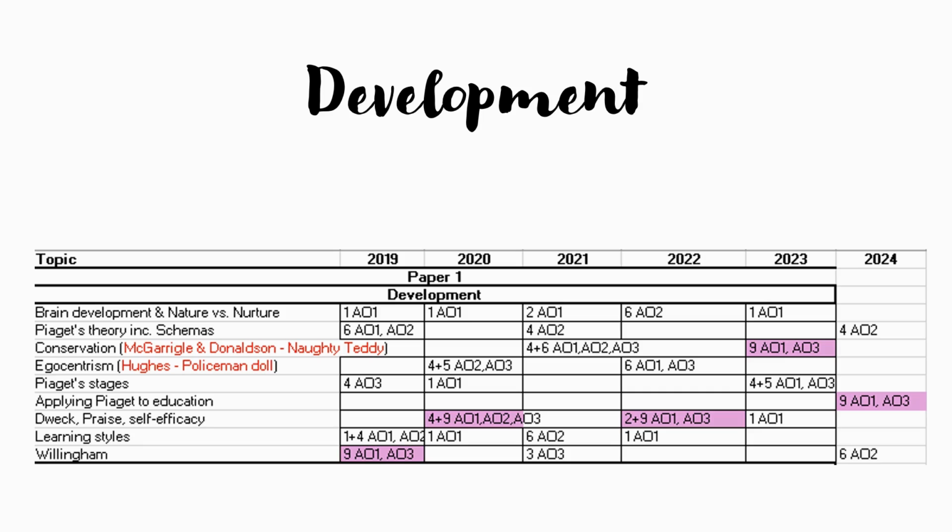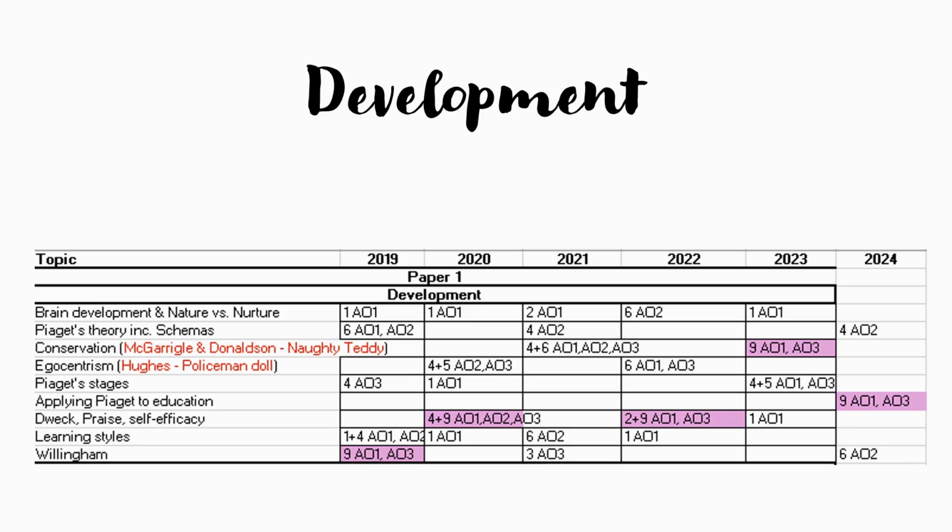Piaget is a big part of this topic, and the schema theory, his theory, did come up in 2019, 2021, hasn't since, so could that come up? I've suggested there it might be an AO2, maybe an evaluation. Piaget's stages come up quite often.